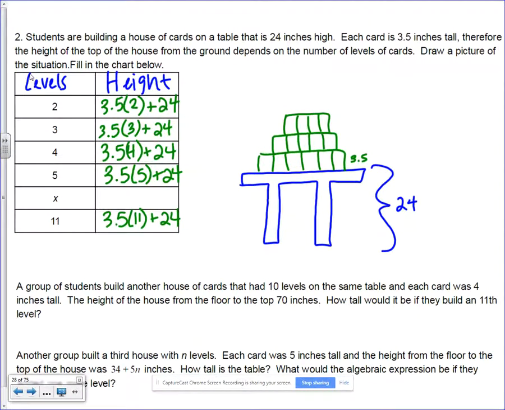Okay, hold on. How's everybody doing? Fine? Okay, Dalton's row, you guys do 2 levels. Braden's row, you guys do 3 levels. Trevor, you guys do 4 levels. Tyler, you guys do 5 levels. And I'll do 11 levels. Okay, go ahead and calculate it, please.